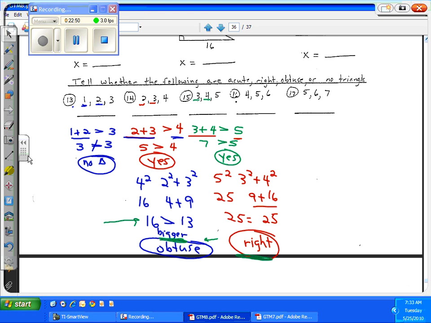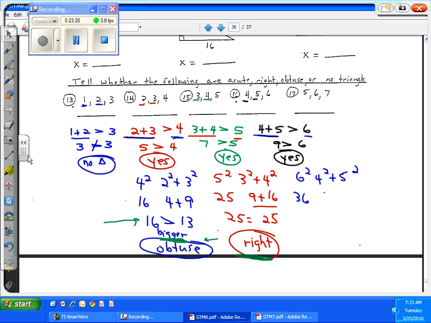Number 16, to see if it's a triangle, we have to compare the sum of the smaller two to the larger. To be a triangle, the sum of the smaller two has to be greater than the larger. Is 9 greater than 6? Yes, so it is a triangle. To see what kind, we compare the square of the larger to the sum of the squares of the smaller two.